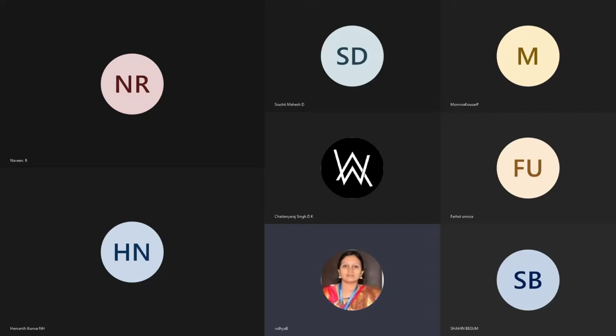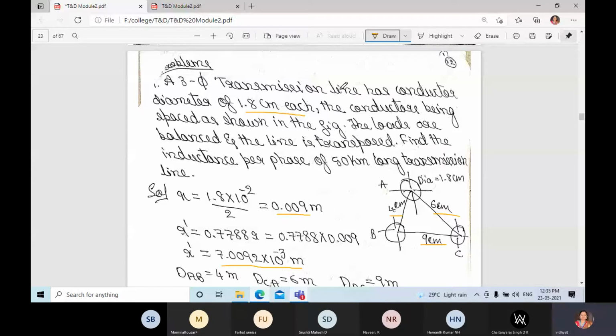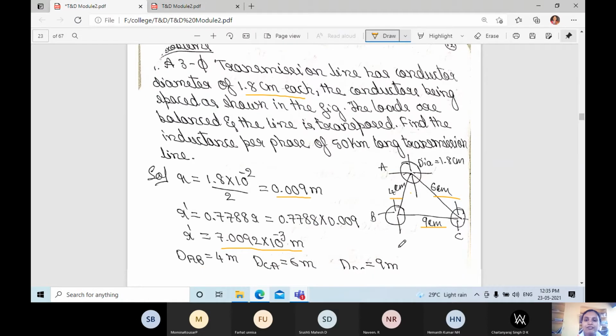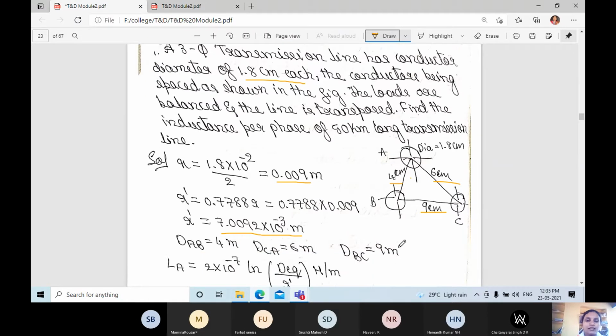Okay, today we shall discuss the problems. A three-phase transmission line has a conductor diameter of 1.8 centimeter each, with the conductors spaced as shown in the figure. They have given the figure, the diameter, and the distance between the conductors, and they have asked us to find the inductance per phase of a 50 kilometer long transmission line.